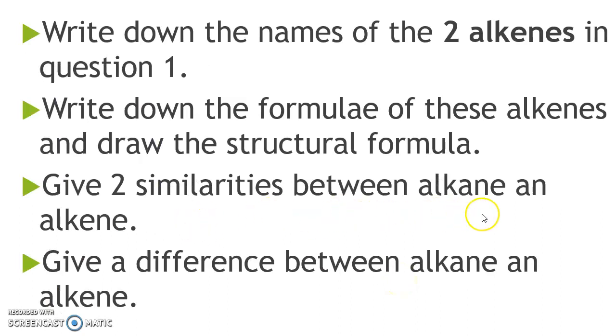Give two similarities between alkane and alkene. Now, alkane and alkene are hydrocarbons. That means both alkanes and alkenes have carbon and hydrogen atoms only. Another similarity can be the reaction between the alkane and alkene with halogens. Both alkane and alkenes can react with halogens, but the conditions are different.